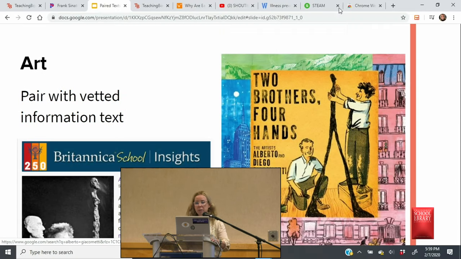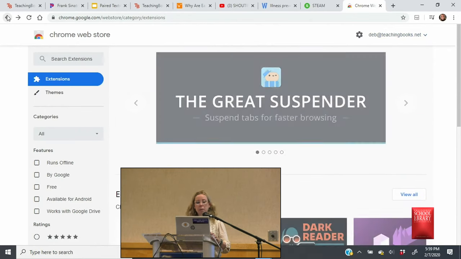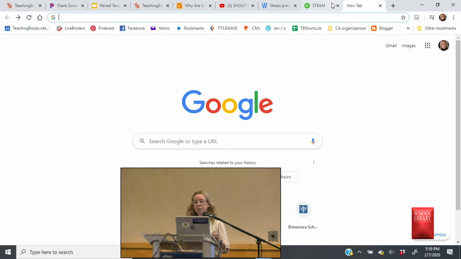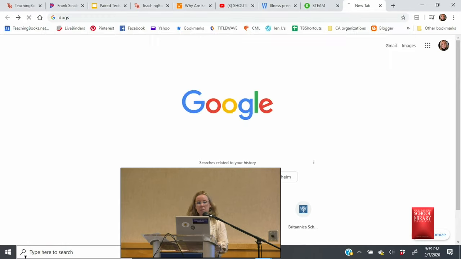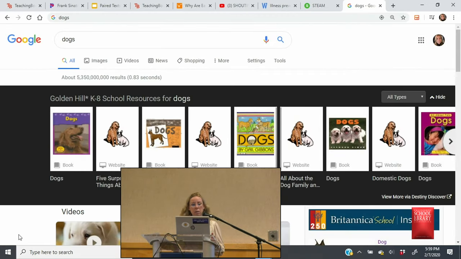And you might have noticed that on my screen, when I did that search, there was a big black bar at the top. Did you notice that? I'll do it again. Dogs. So you see this big black bar? This is Destiny. There's also a Chrome extension for those of you who use Destiny, and you connect it to your catalog. You just say, this is my school. And so when kids do a Google search, it will pull up your Destiny catalog.